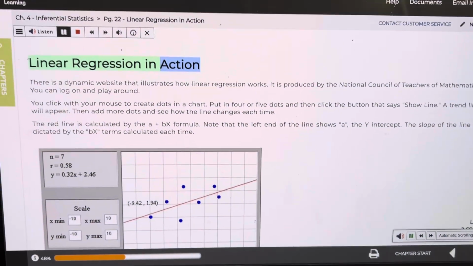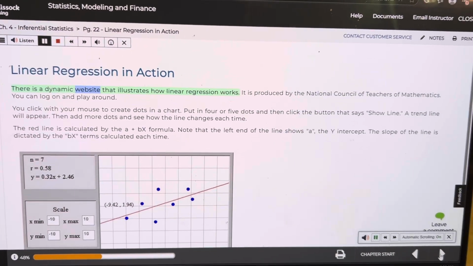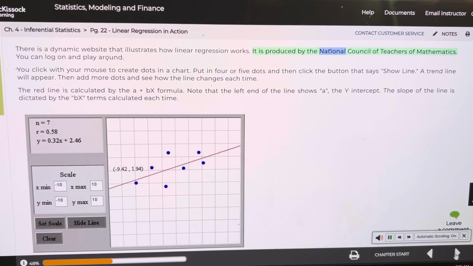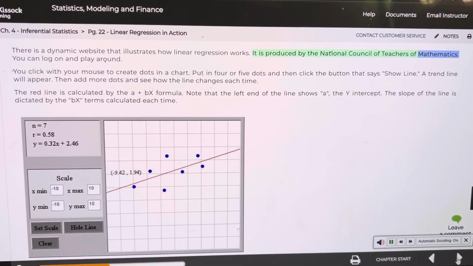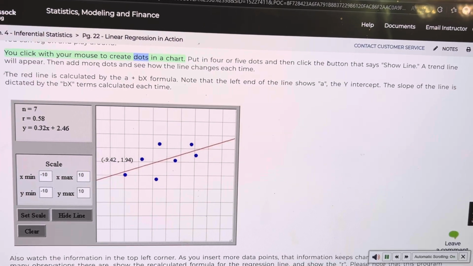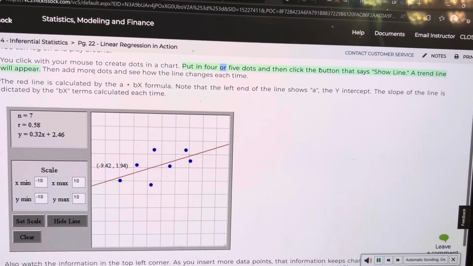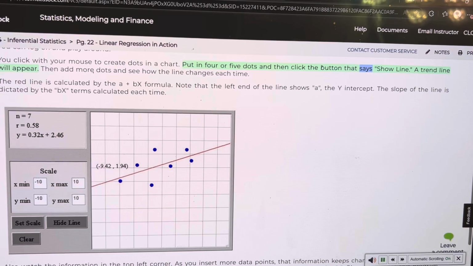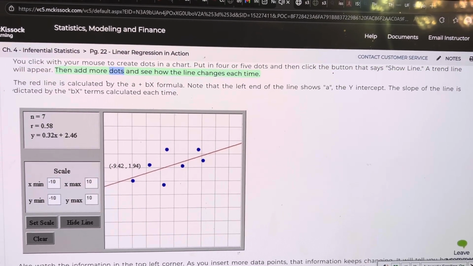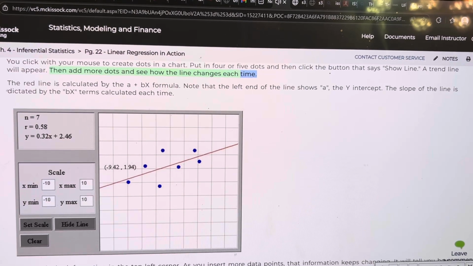Linear regression in action. There is a dynamic website that illustrates how linear regression works. It is produced by the National Council of Teachers of Mathematics. You can log on and play around. You click with your mouse to create dots in a chart. Put in 4 or 5 dots, and then click the button that says Show Line. A trend line will appear. Then add more dots, and see how the line changes each time.